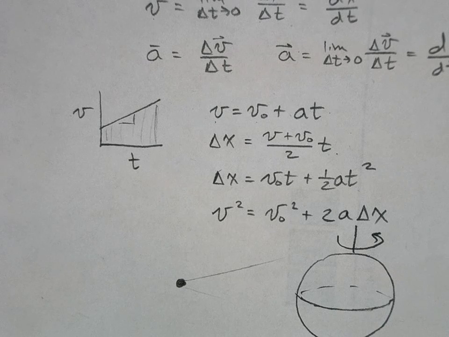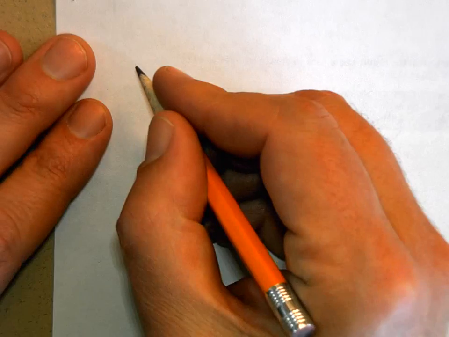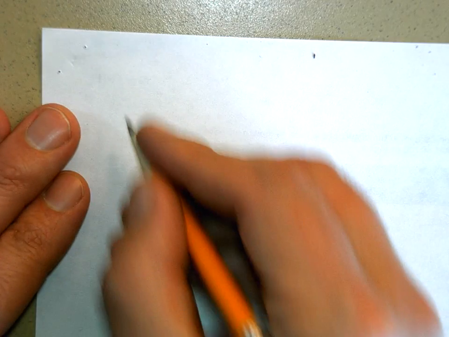We've got what we call translational motion. That's moving the whole object from one place to another. And now we're going to have rotational motion. So let's talk about rotational motion. So rotational motion.